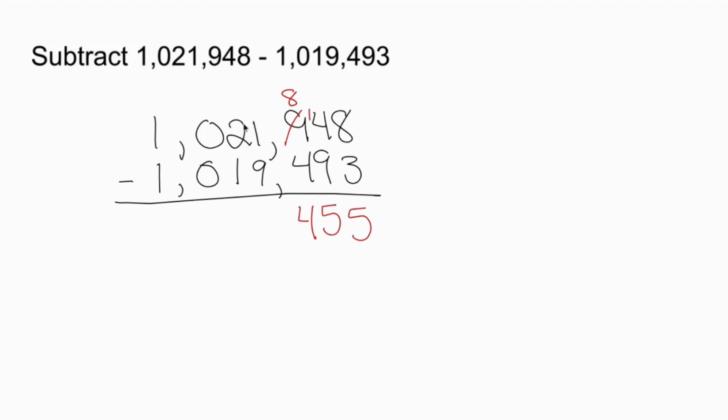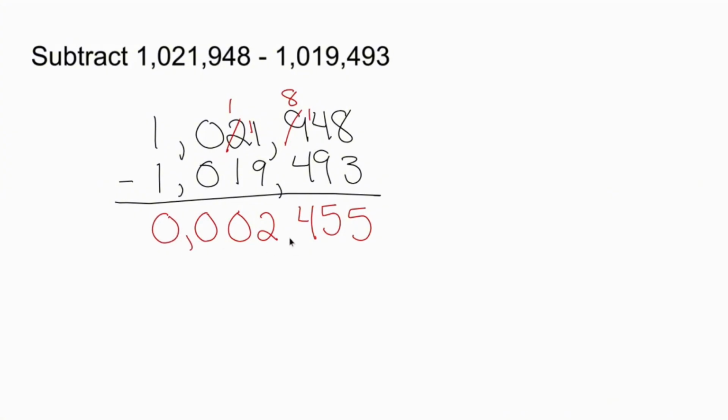1 minus 9, can't do it. Borrow from the 2 to make you a 1. And 11 minus 9 is 2. 1 minus 1 is 0. 0 minus 0 is 0. And 1 minus 1 is 0.